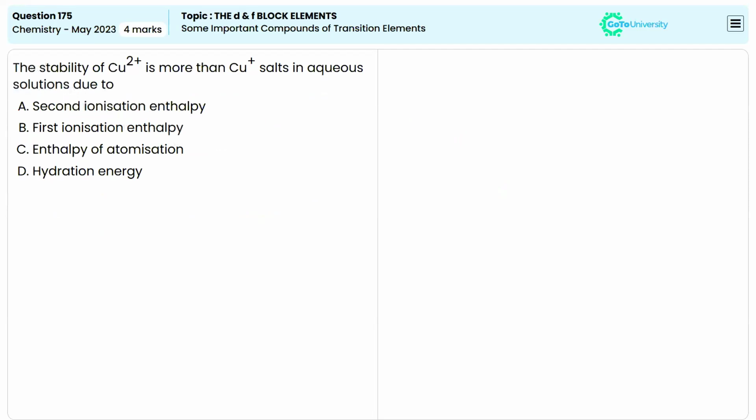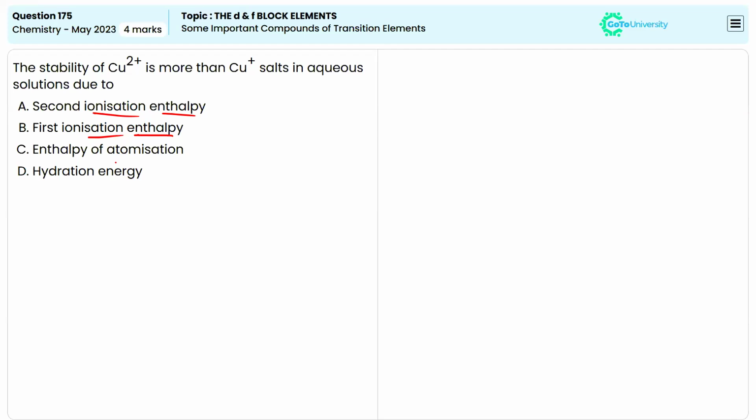Okay, done. Next question. The stability of Cu2+ is more than Cu+ salts in aqueous solution due to which of the following reasons? Okay, first of all, let us define the given terms. Ionization energy is the amount of energy required to remove the loosely bound outermost electron in an atom in the isolated gaseous state, right? Second ionization energy is the energy required to remove the second outermost electron. First ionization energy is the energy required to remove the first outermost electron.